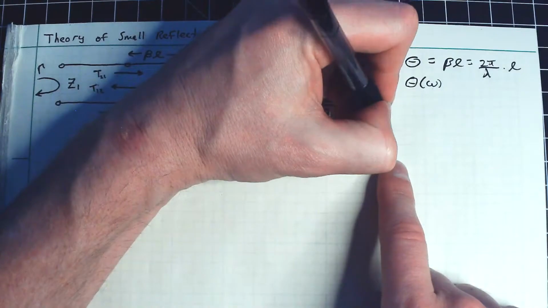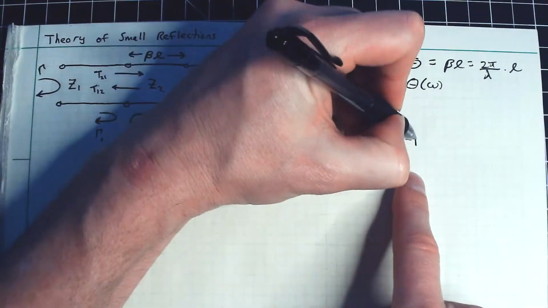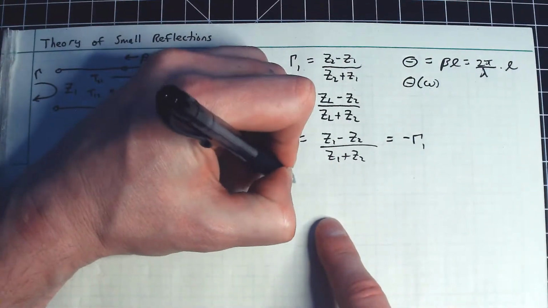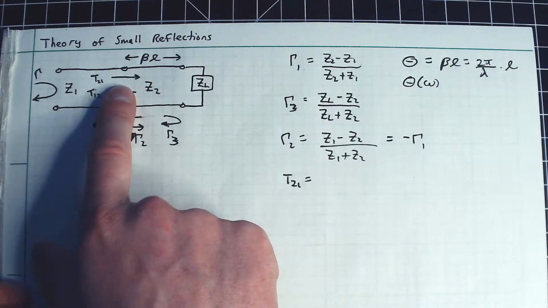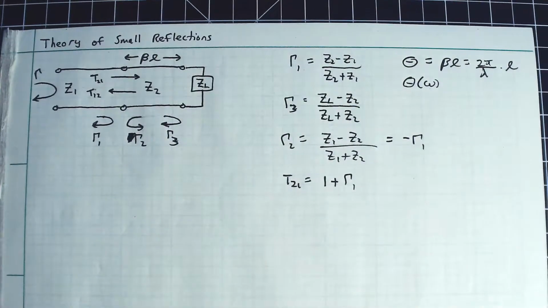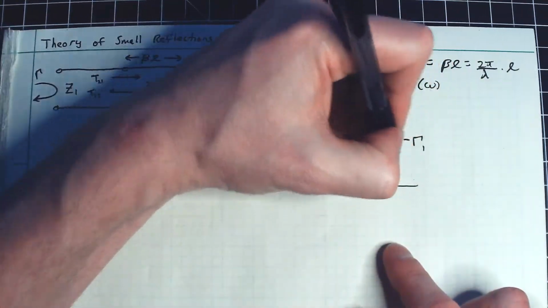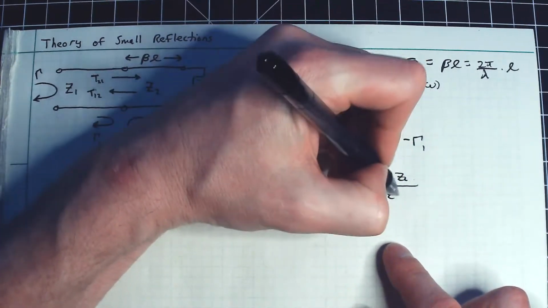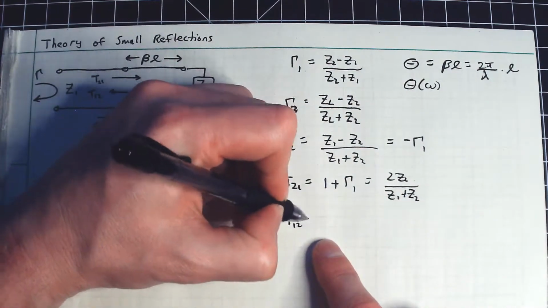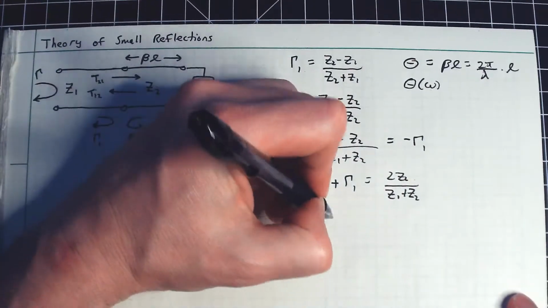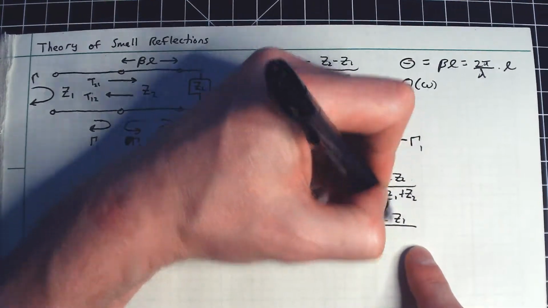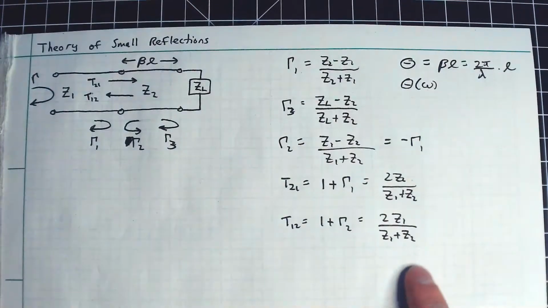So quick little note, you'll notice gamma 2 here is just the negative of gamma 1. And I have these two little transmission coefficients here. So T21 is going to be 1 plus gamma 1, because that's the transmission coefficient, which if you fill it out, you get 2z2 divided by z1 plus z2. And then there will be a T12. So that's the opposite guy here, which is 1 plus gamma 2, which is 2z1 over z1 plus z2.